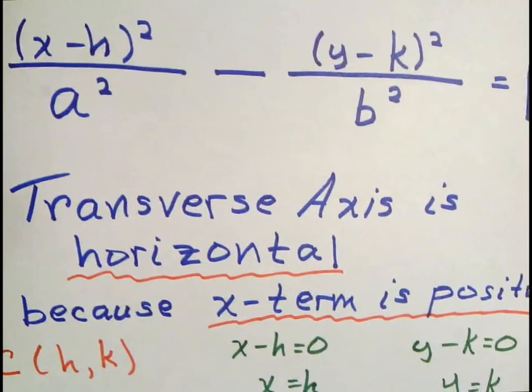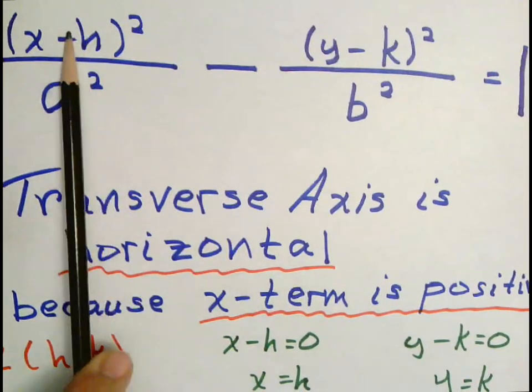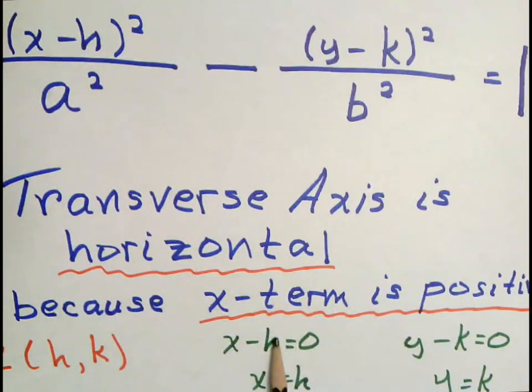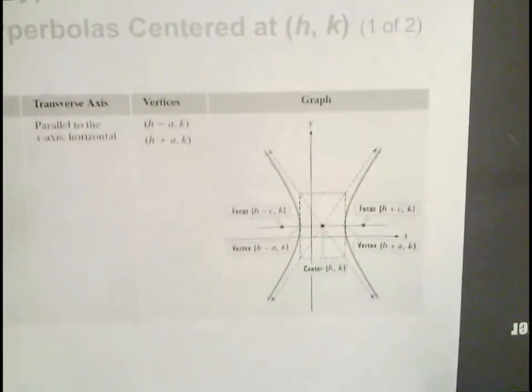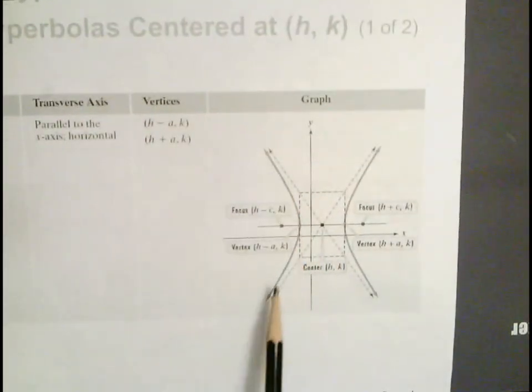And what I'm going to do, I'm going to take this binomial, set it equal to 0, so x equals h. Take this binomial, set it equal to 0, so y equals k. Or you can remember just to take the opposite of whatever the h is or the k is that's inside the parentheses. Now here again, see these branches is horizontal.